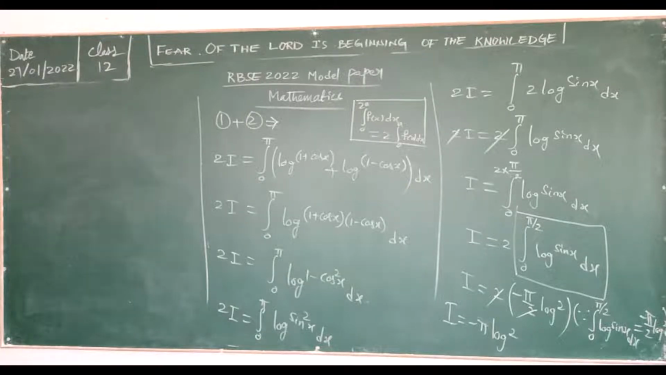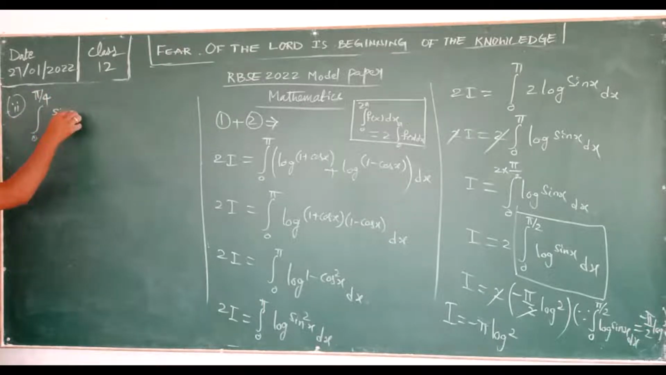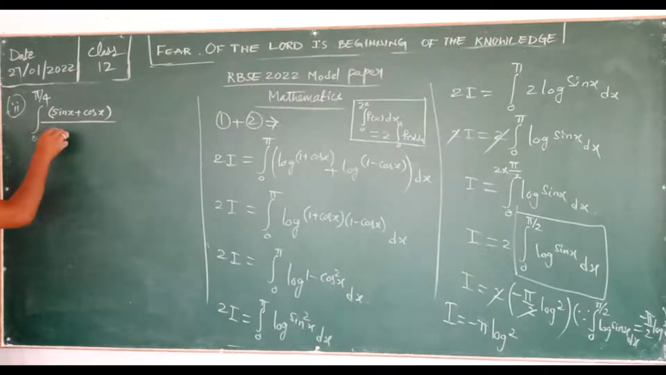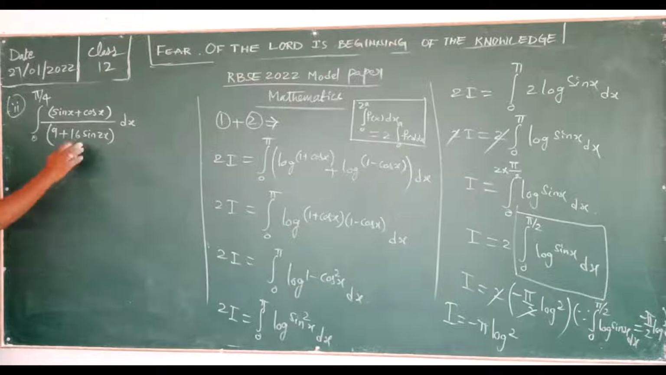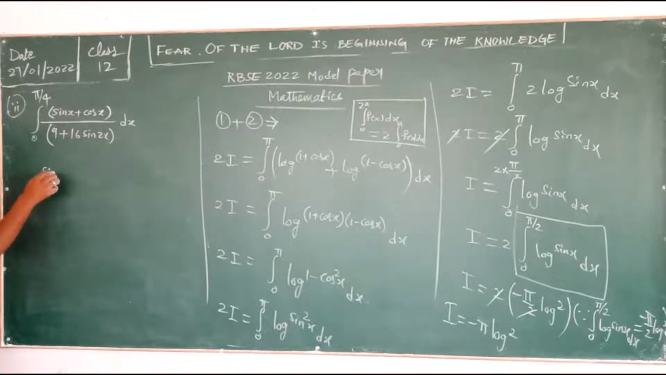Okay, let's move on to the second one. Now concentrate. Integral 0 to pi upon 4 of sin x plus cos x upon 9 plus 16 sin 2x dx. Here, sin 2x, I am going to write in some other manner. Let me write something here, then you can understand.